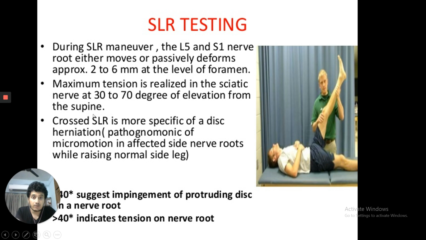Crossed SLRT. Again, my dear friends, this was a potential repeat question. Crossed SLRT is the surest sign of intervertebral disc prolapse and pathognomonic of micromotion in the affected nerve roots while raising the normal leg. So, 40 degrees suggests impingement of a protruding intervertebral disc on a nerve root. Greater than 40 degrees indicates tension on the nerve root. More commonly, pain is seen between 30 to 70 degrees of hip flexion. Again, my dear friend, beyond 70 degrees we can cause pain in any normal individual as well. So, up to 70 degrees only, this test is to be performed, and more commonly, to be on the safer side, we do it up to 60 degrees only.